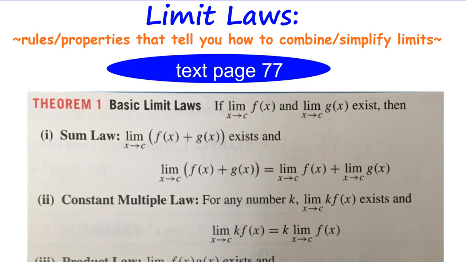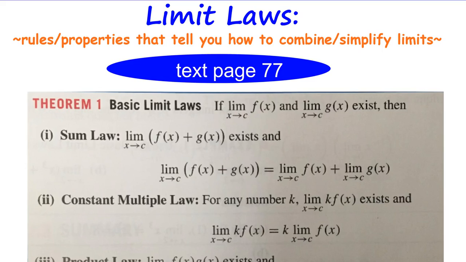Welcome back, students. We're going to continue talking about limits, and today we're going to approach limits algebraically and learn some different algebraic methods for evaluating limits. The foundation of all of these methods is a set of rules or properties called the limit laws or limit properties. They're kind of just the theory behind what allows you to do what you do.